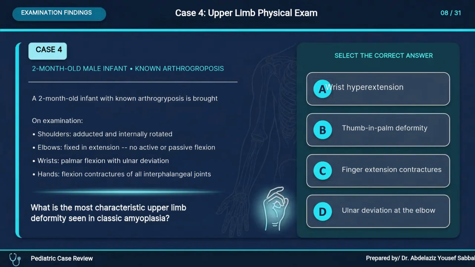Case 4. A 2-month-old male infant with known arthrogryposis is brought for evaluation. On examination, shoulders adducted and internally rotated, elbows fixed in extension with no active or passive flexion, wrists in palmar flexion with ulnar deviation, and hands with flexion contractures of all interphalangeal joints. What is the most characteristic upper limb deformity seen in classic amyoplasia? Option A, wrist hyperextension. Option B, thumb and palm deformity. Option C, finger extension contractures. Option D, ulnar deviation at the elbow.